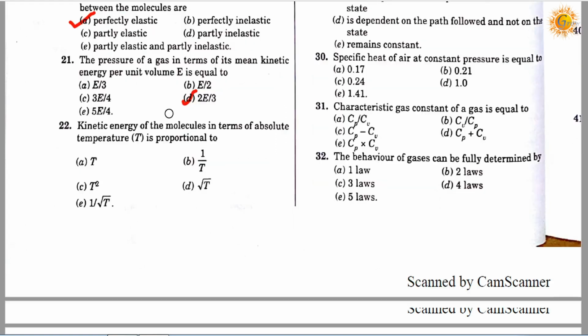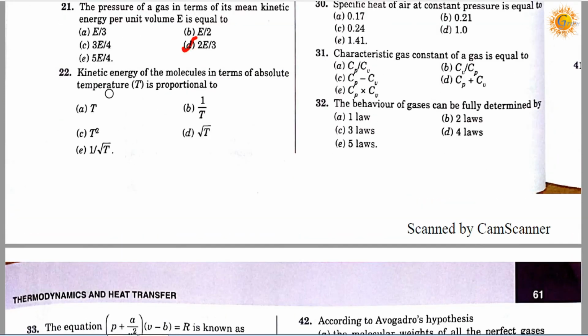Question number 22. Kinetic energy of the molecules in terms of absolute temperature, capital T, is proportional to: option A, T; option B, 1/T; option C, T squared; option D, root T; and option E, 1/root T. So the correct answer is A, T, because kinetic energy of molecules in terms of absolute temperature T is proportional to T. Question number 23.